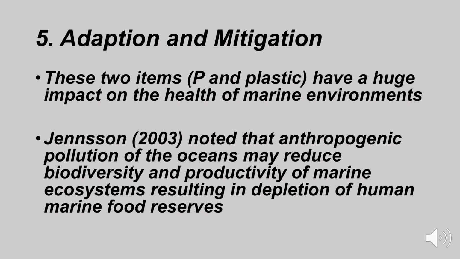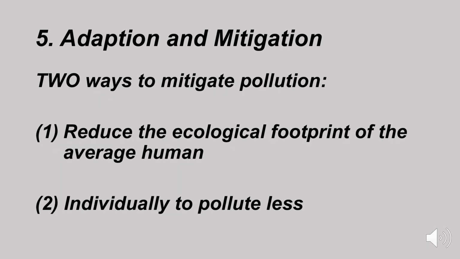Well, it's pretty obvious that we've got to do some mitigation here. And there's really two ways to mitigate. We can reduce the ecological footprint of the average human. Reduce the amount of stuff we use. Now that's kind of difficult to do. I mean, technologically we can do it.